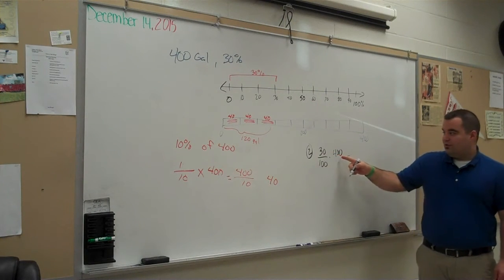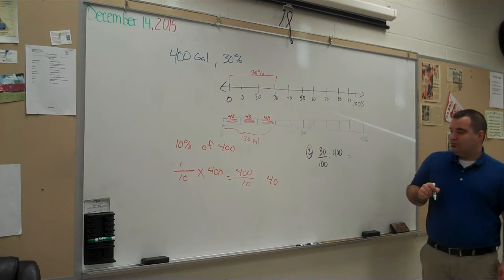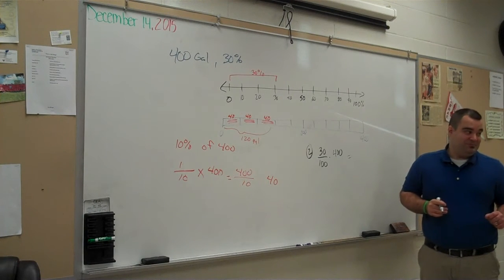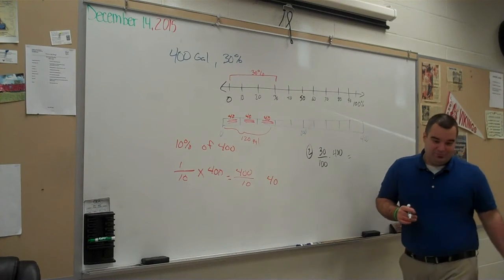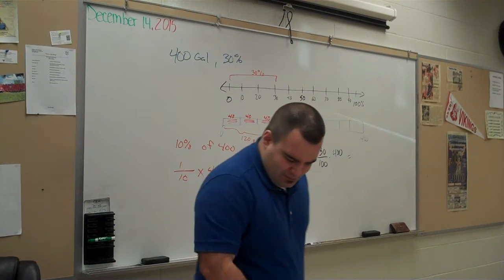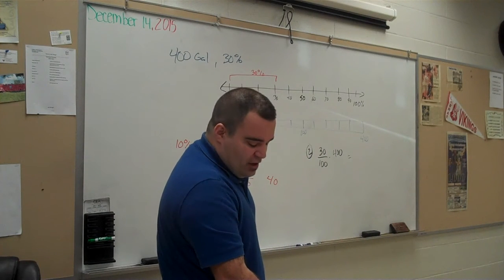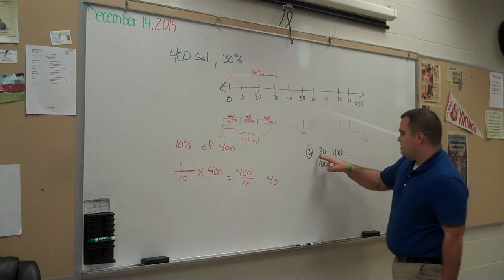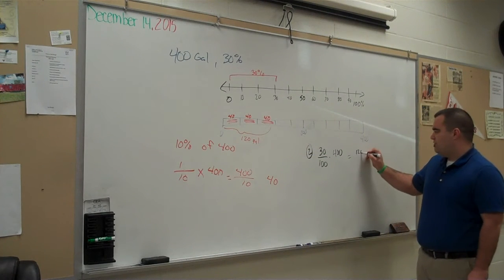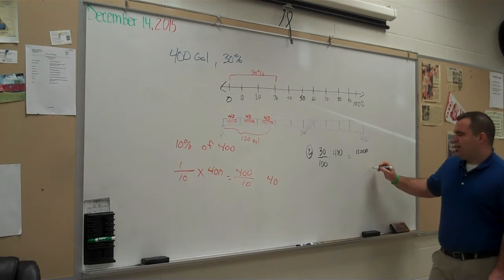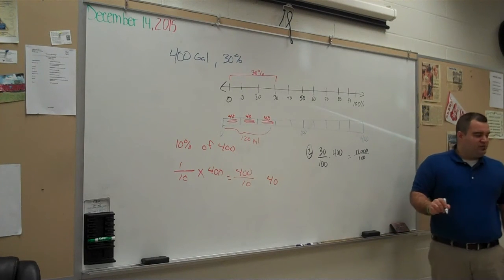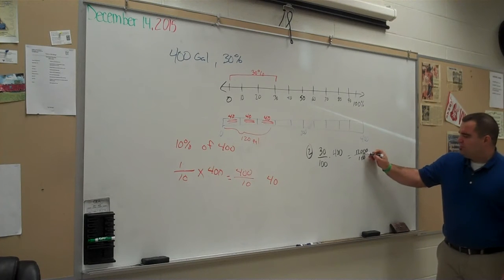Let's see here. Get rid of the zeros. You only get rid of one, because according to your book, you're not supposed to do that yet. They do 30 over 100 times 400. Let's see, 30 times 400, that's 12,000 over 100, then you can get rid of your zeros. That's 120.